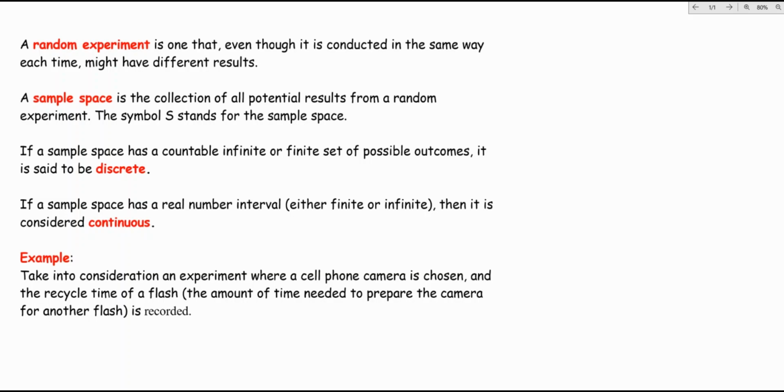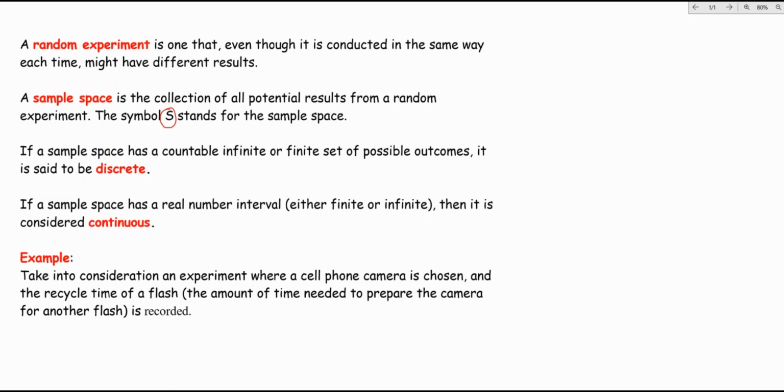The second term is a sample space. A sample space is the collection of all potential results from a random experiment. The symbol S stands for the sample space. As you are performing your random experiment, you are expecting to get some possible outcomes, and the sample space is that set of possible outcomes that you can get from your random experiment.